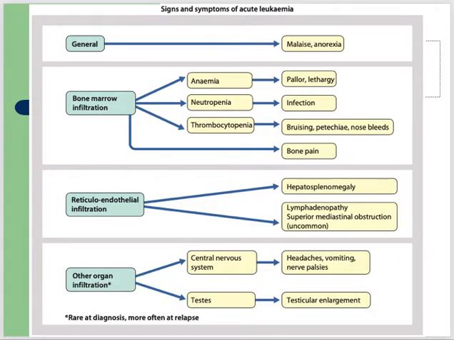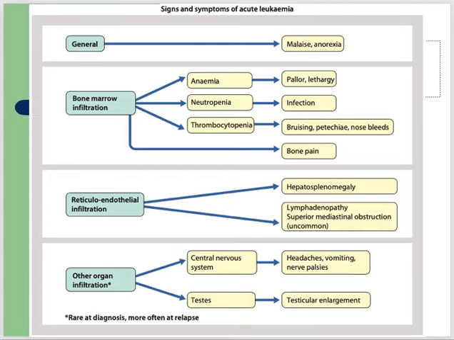So actually, I'm not talking about the details of leukemias, because I'm sure you guys are already fed up while studying them in internal medicine. But I have the lectures on leukemias in my internal medicine playlist.